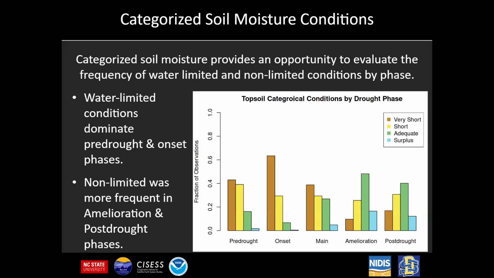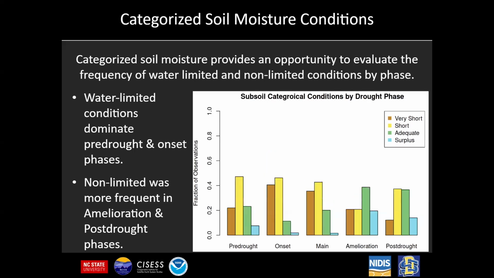And I'm really interested if anyone has any ideas on how to expand this further. This is showing the same thing for subsoil. Subsoil responds a little bit differently, but overall the same pattern. Pre-drought onset and in the main phase, more of your observations are in the water limited regime.